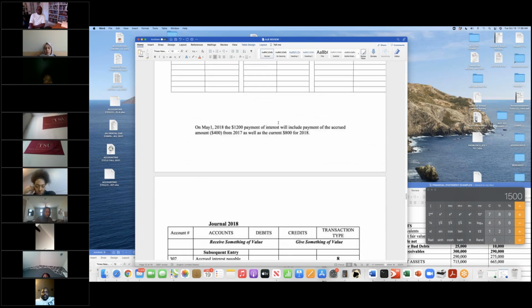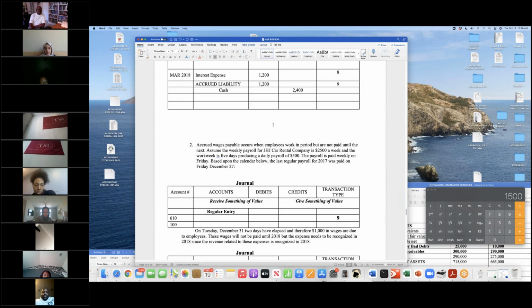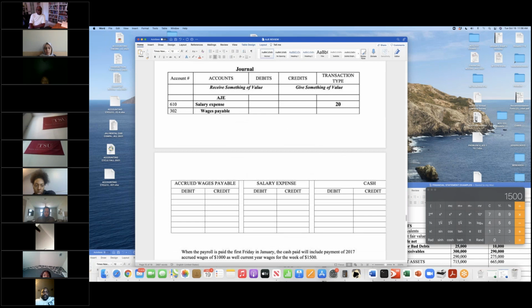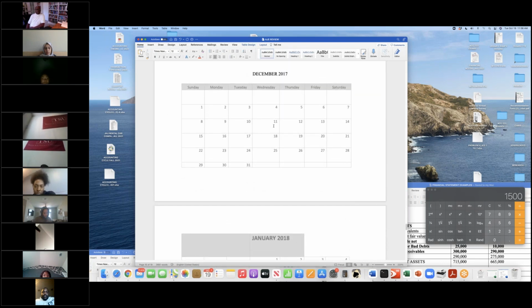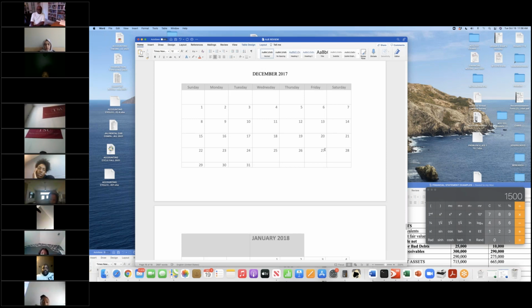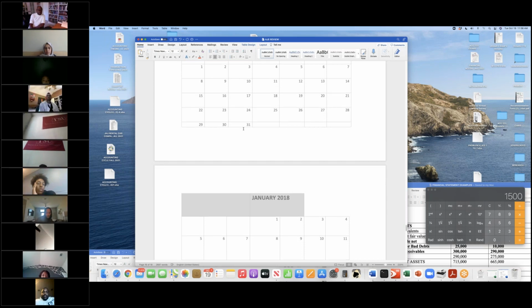So let's just jump to accrued salaries and wages. Suppose this is our calendar and people are being paid weekly. They're paid on the 6th, the 13th, the 20th, and the 27th. When they work on the 30th and 31st, money is owed to them for 2 days.